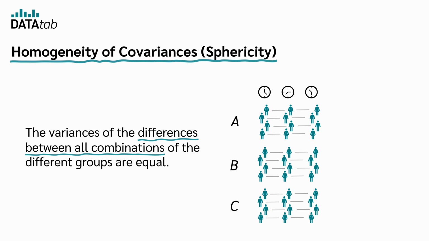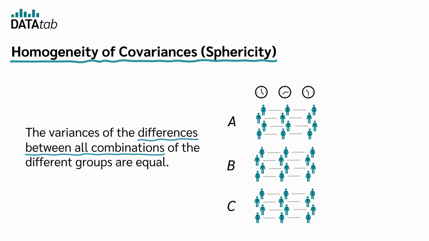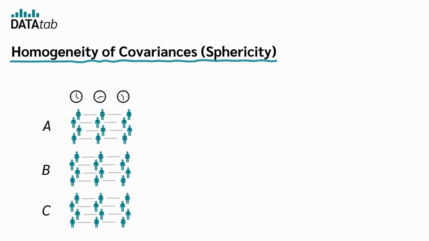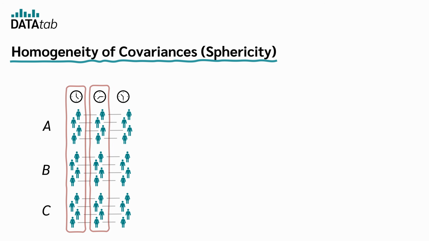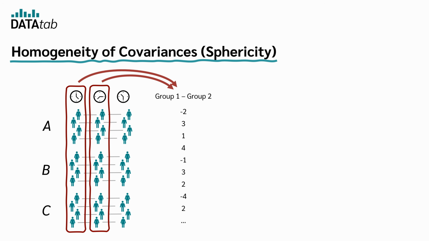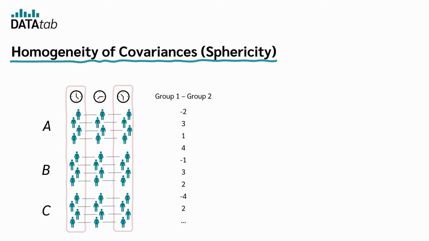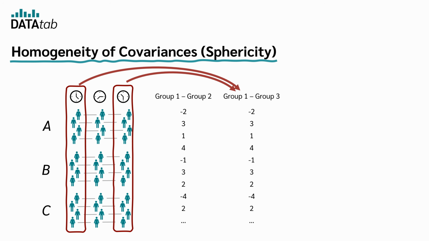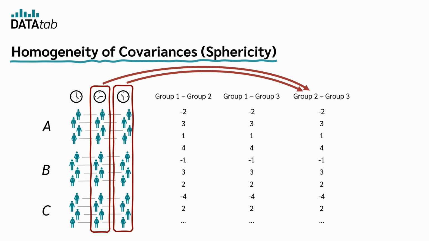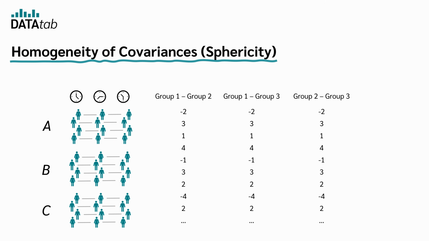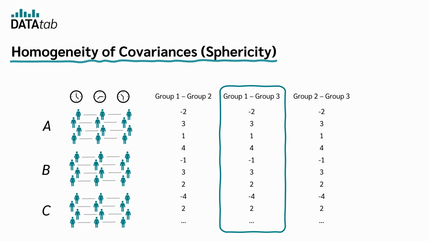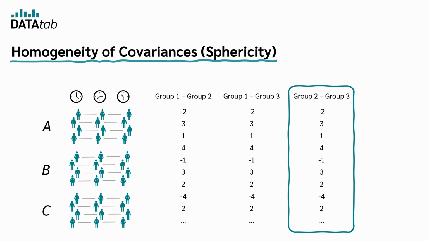What does that mean? Let's start with the differences between all combinations. To do this, we simply need to calculate the difference of the first group minus the second, the difference of the first group and the third group, and the difference of the second group and the third group. These calculated differences should now have the same variance.